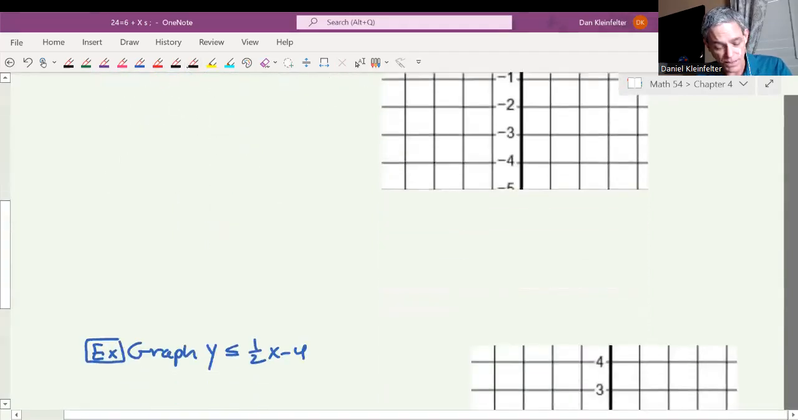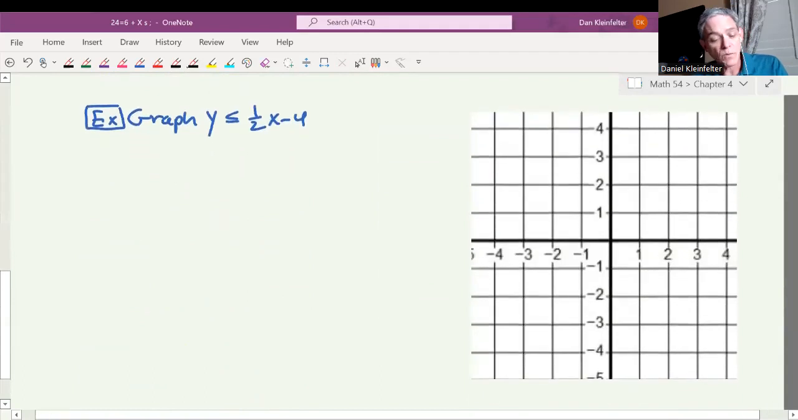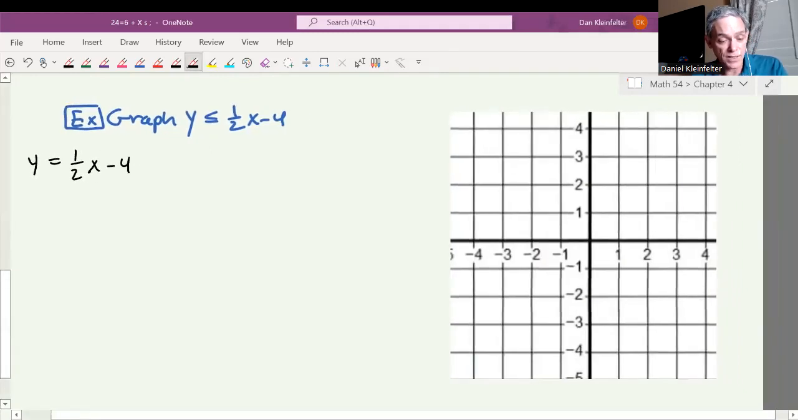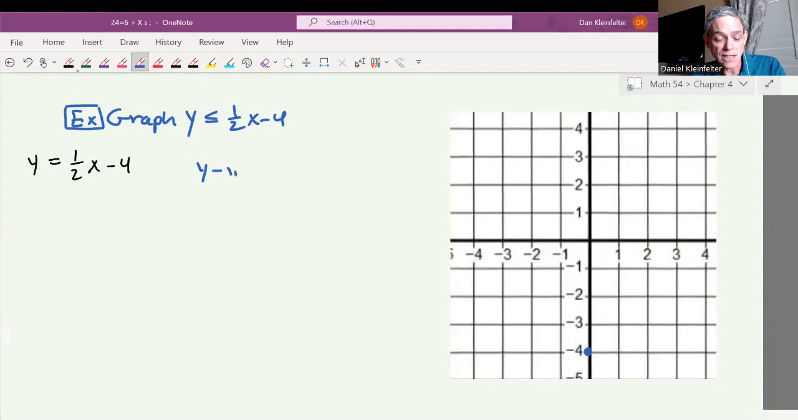Let's do a fresh one, actually. We're going to look at y is less than or equal to a half x minus 4. For this, we'll want to graph the corresponding equation, y equals a half of an x minus 4. We've had some practice with that. Our y-intercept is at negative 4. Our y-intercept was at (0, negative 4), and then our slope is a half.